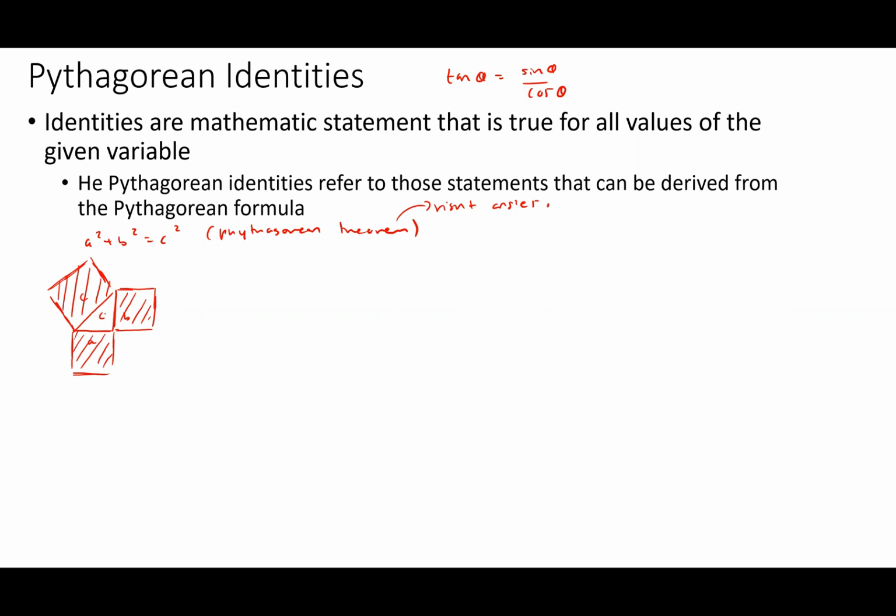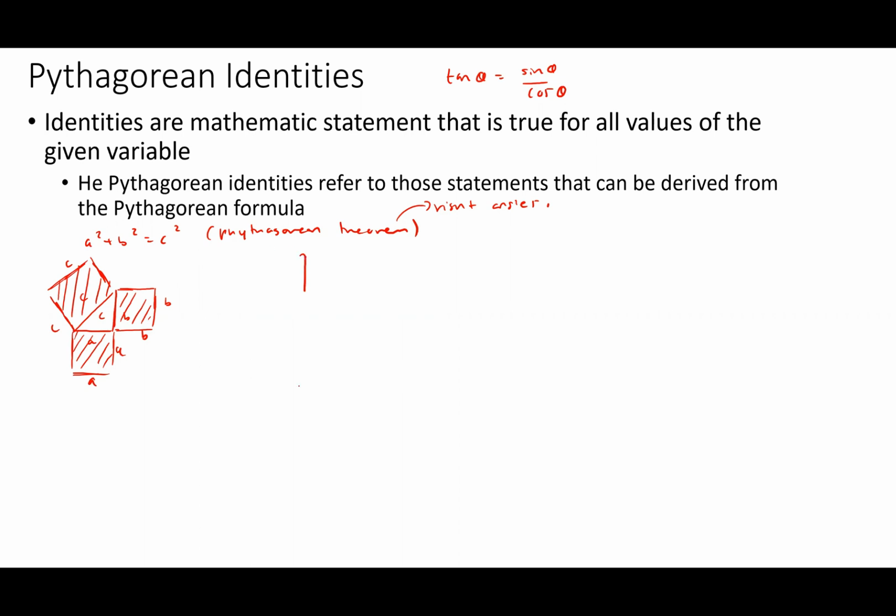Because we know that the area of a square is side length times side length, in this case it's A times A, and in this case it's B times B, right? You can basically find the side length for C by finding the square root of this area. Okay, so I think we've all been exposed to that. But we can actually apply this into standard position.